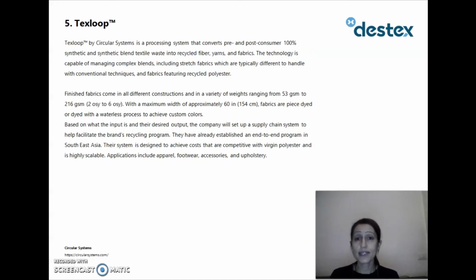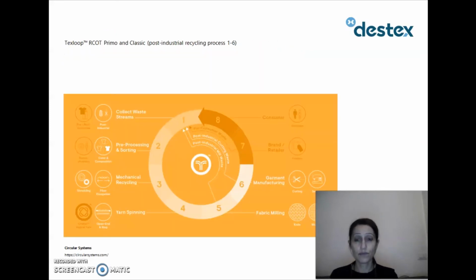Next is a processing system that converts pre- and post-consumer 100% synthetic and synthetic blend textile waste into recycled fiber, yarns, and fabrics. The technology is capable of managing complex blends, including stretch fabrics, which are typically difficult to handle with conventional techniques, and fabrics featuring recycled polyester. An overview of this specific recycling process.